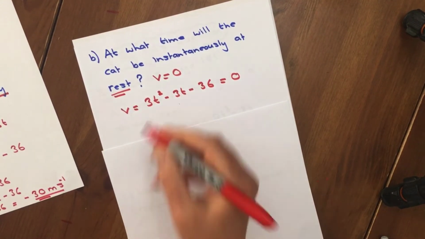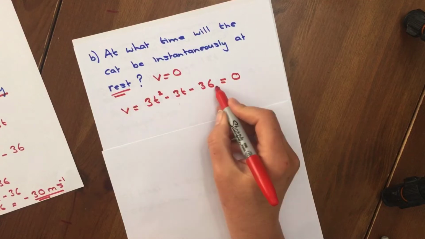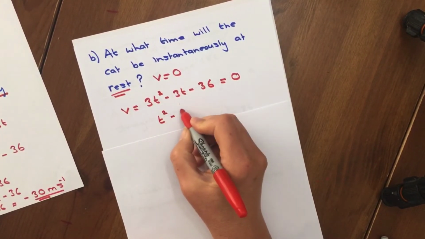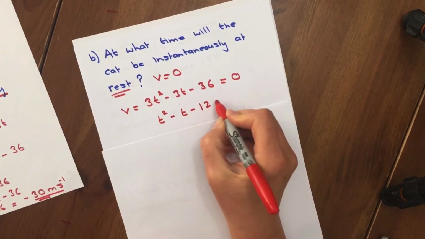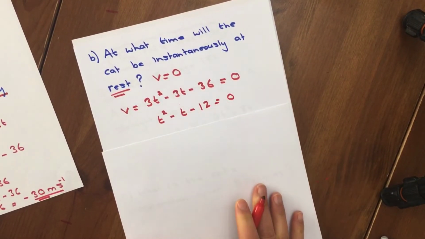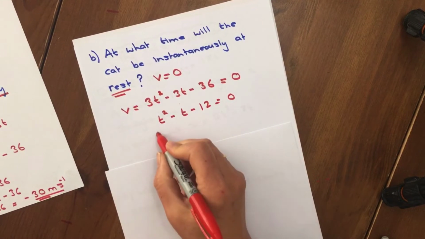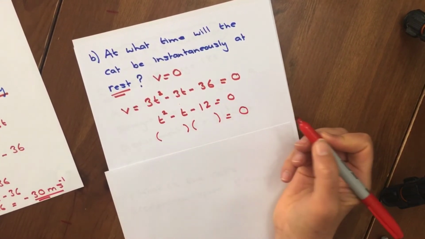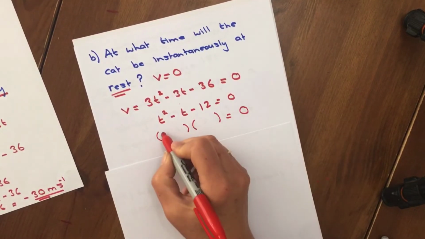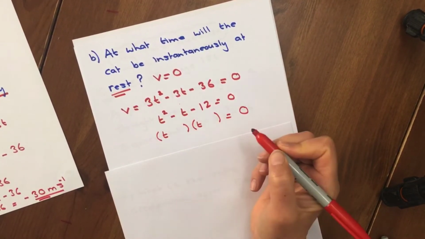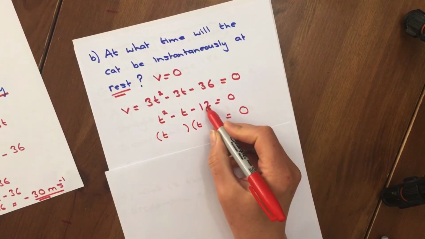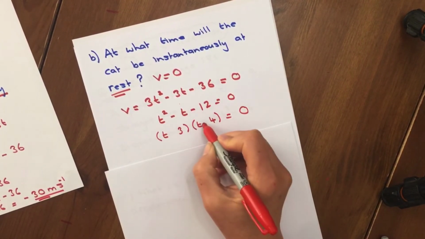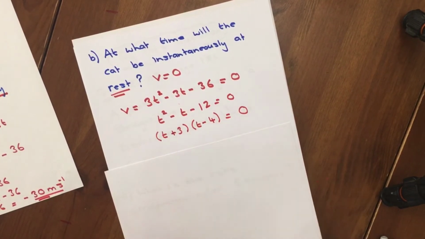Well, I notice that to make this equation easier to solve, I can divide each term by 3, and hopefully this will factorise. If not, I'd have to use the formula or complete the square. Let's just check if it factorises. t and t, 3 and 4 will give me 12. I want a negative 1 here, so it will be that.